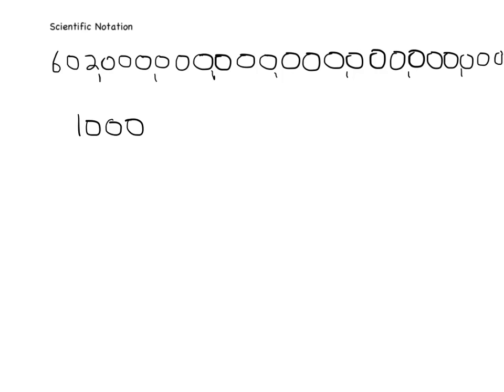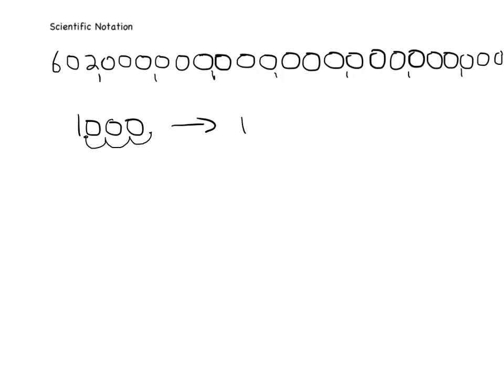Instead of writing 1,000, we're going to split this number into 2 parts. And the first thing we're going to do is move the decimal point until we only have a number less than 10. So I'm going to move it 1, 2, 3 spots there. Now I'm left with 1.00. 1 is less than 10, and it's greater than 0. So a number between 0 and 10.